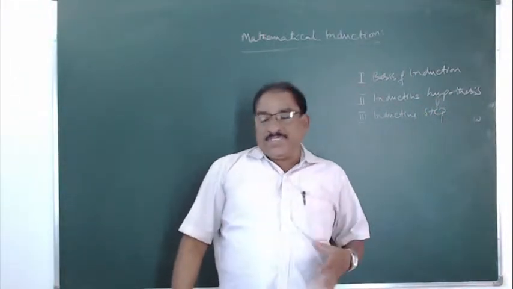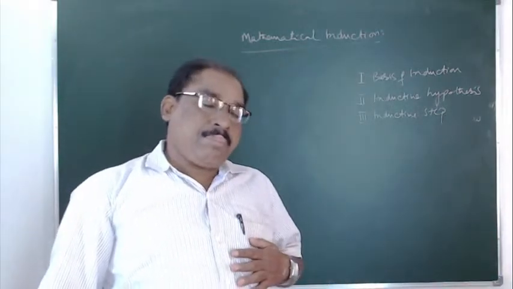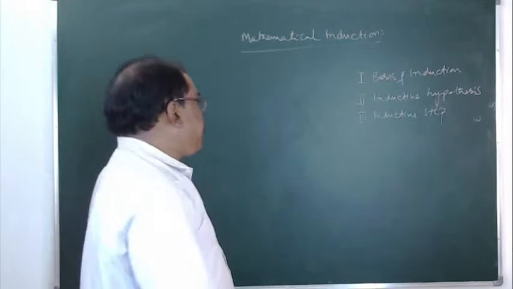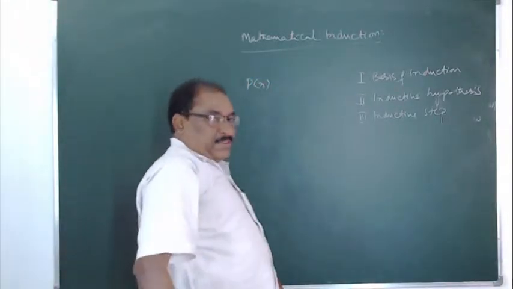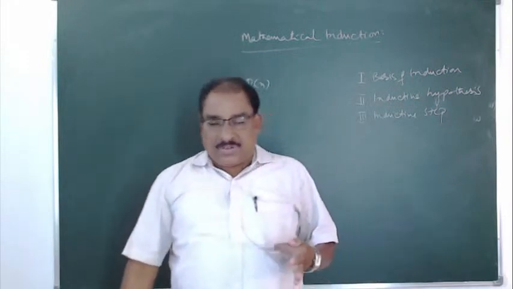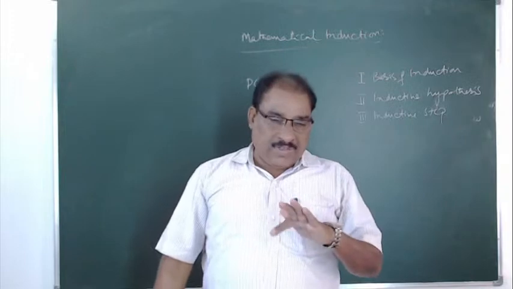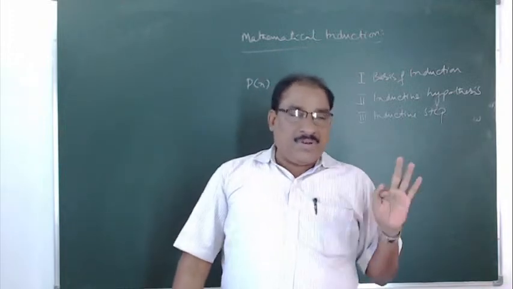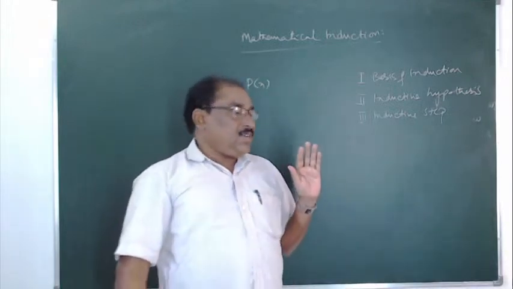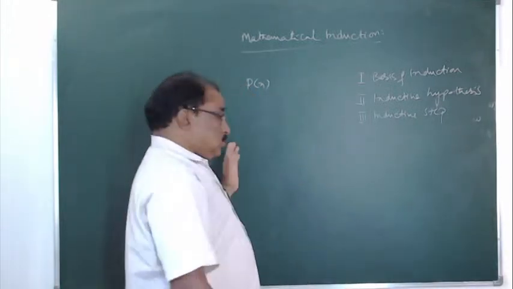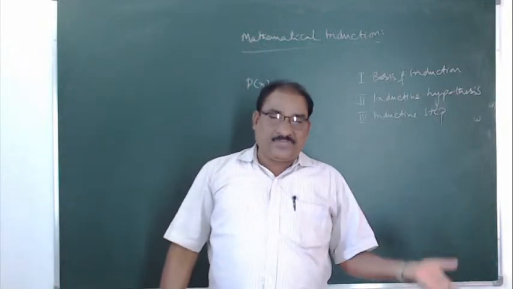The given problem we name as the statement, denoted by P of n. And what is P of n? Suppose the sum of the natural numbers 1 plus 2 plus 3 and so on is equal to n into n plus 1 by 2. That is the formula for Sn, the sum of n natural numbers. Here, suppose the LHS is a series and the RHS is a formula.